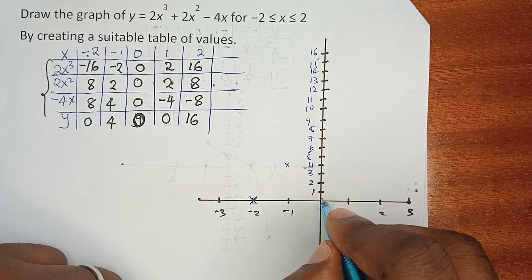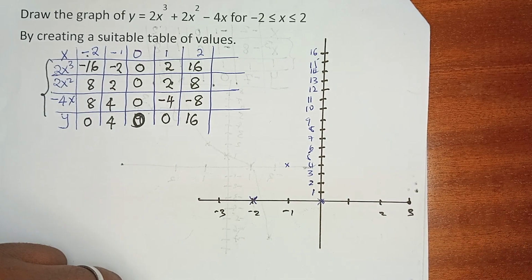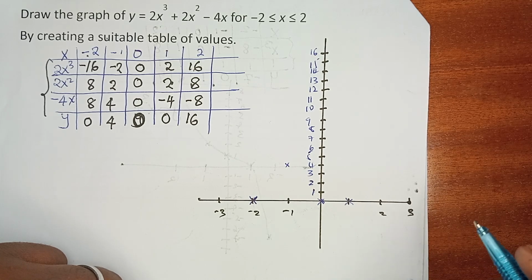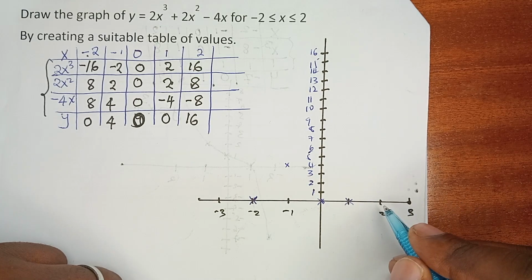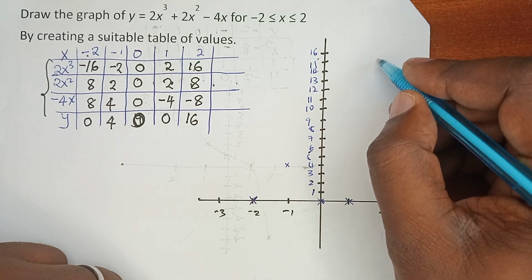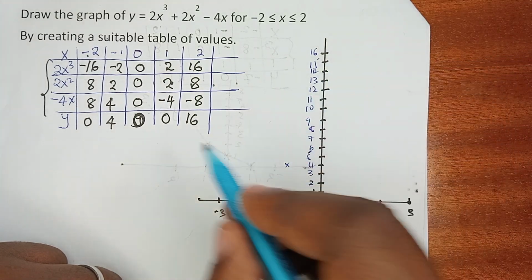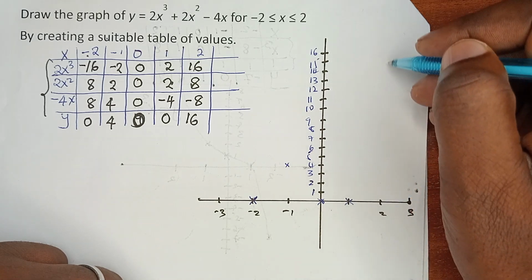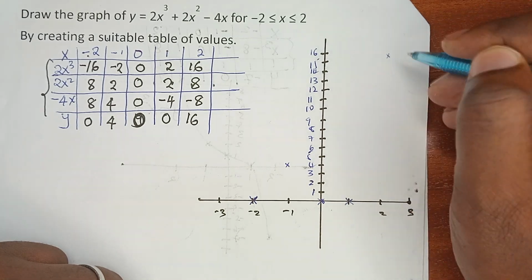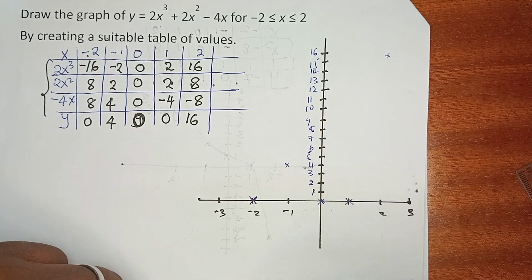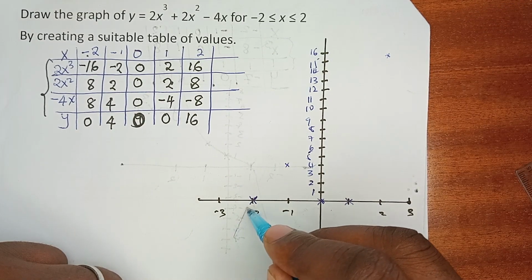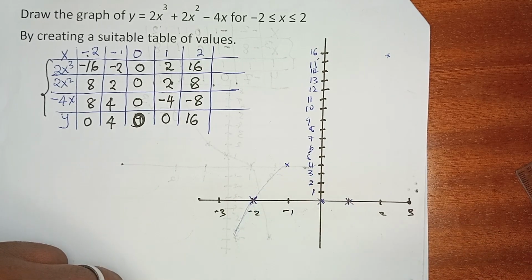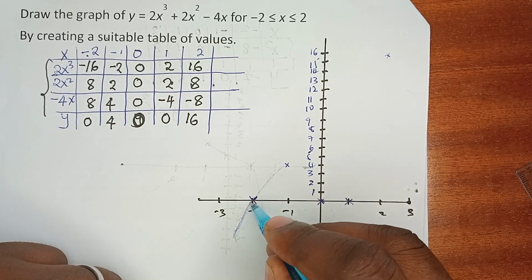When x is 0, y is also 0. When x is 1, y is also 0. When x is 2, y is now 16. You can see when x is 2, y is 16. So you climb along this straight line until you spot 16, and that is just it. So you realize that the graph is coming all the way from this side. That is our graph now, coming up.